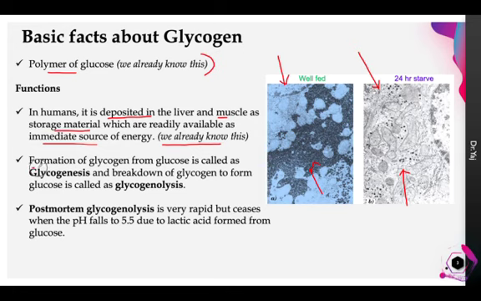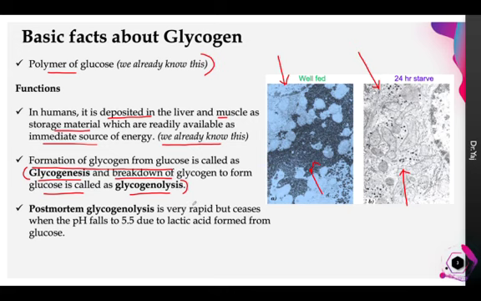We also know that formation of glycogen from glucose happens through a process known as glycogenesis, and we shall look at this metabolic pathway in detail later in the course. We also know that breakdown of glycogen to form glucose is known as glycogenolysis, and this metabolic process we will also study in detail later in the biochemistry course.